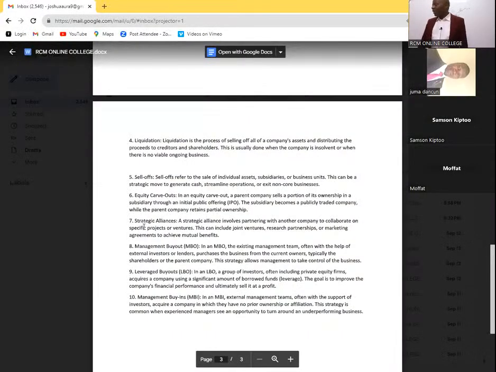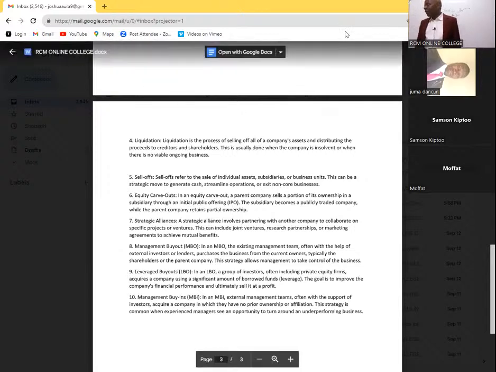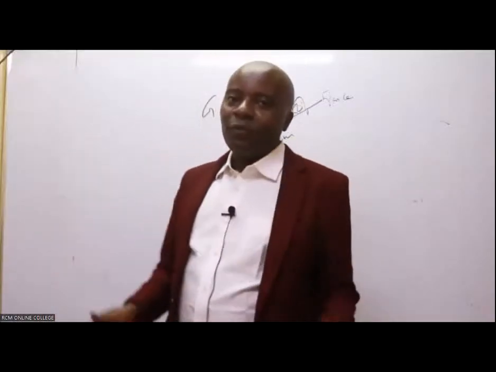So, ladies and gentlemen, we are told a strategic alliance involves partnering with another company to collaborate on specific projects or ventures. This can include joint ventures, research partnerships, or marketing agreements to achieve mutual benefits. So the most important thing is strategic alliances. You're having like a joint venture. You're joining hands to run some venture.